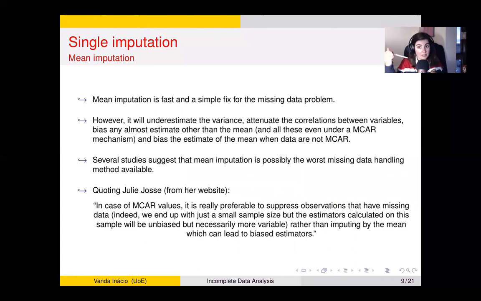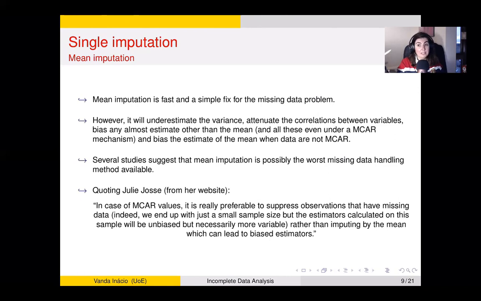So basically, if data are missing completely at random, which we know is a very strong assumption, but okay, assuming that, if we do mean imputation and then estimate the mean, we do not have biased estimates, but we will have biased estimates of the variance, of the correlations, and of the covariances.